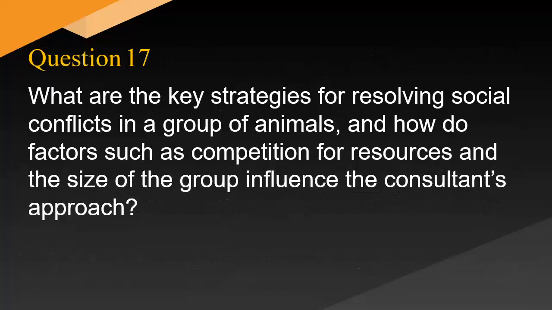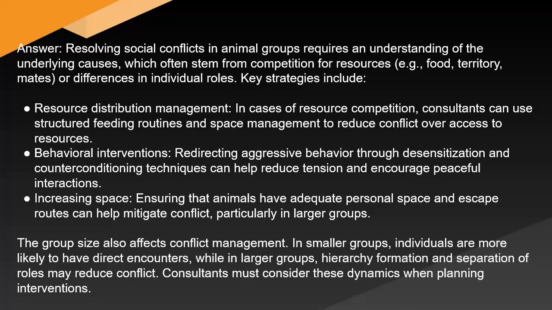What are the key strategies for resolving social conflicts in a group of animals, and how do factors such as competition for resources and the size of the group influence the consultant approach? Answer: Resolving social conflicts in animal groups requires an understanding of the underlying causes, which often stem from competition for resources, e.g., food, territory, mates, or differences in individual roles.